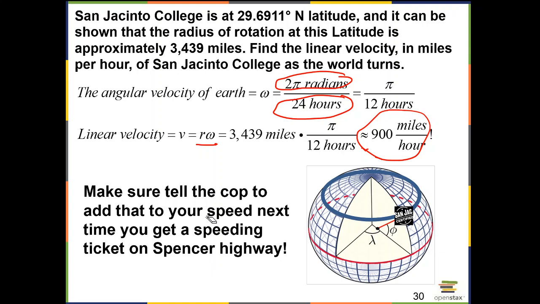Next time you get a speeding ticket on that Spencer Highway, tell the cop to add that velocity to your ticket, because if you're going east.